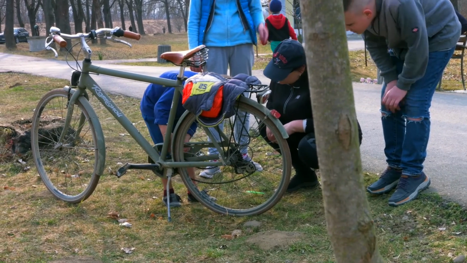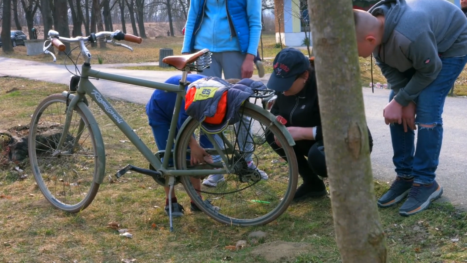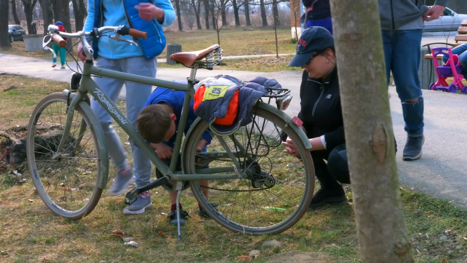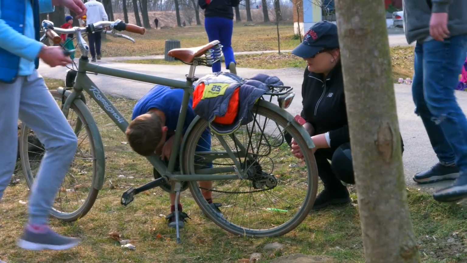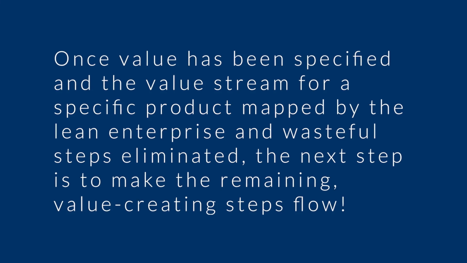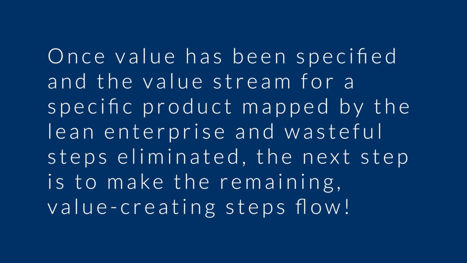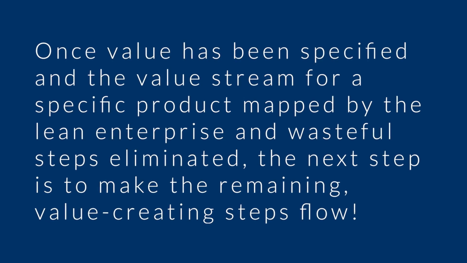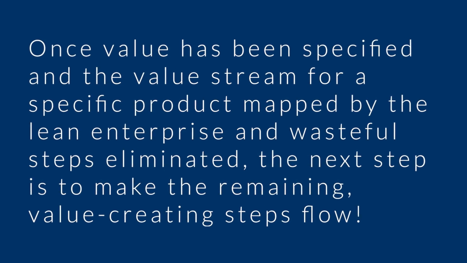So in a bicycle manufacturing, value stream include everything from sourcing raw materials like metal for the frames, rubber for the tires, to assembling components, okay, painting, quality control, shipping, all that stuff is part of the value system or the value stream. Number 3, the third thing that you need or that principle of lean is flow. Once value has been specified and the value stream for a specific product mapped by the lean enterprise and wasteful steps eliminated, the next step is to make the remaining value creating steps flow.